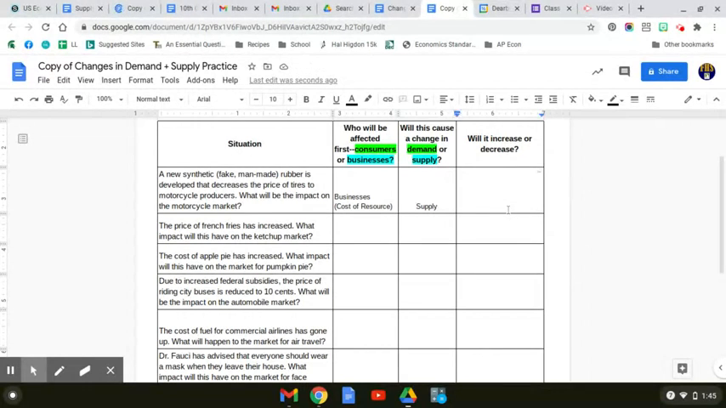Since this new rubber is cheaper, they're going to be able to save money on these tires. So they can either buy more tires now, or they could buy more metal for the motorcycles, but they're going to have more money to spend on resources. So they'll be able to make more motorcycles. So the supply of motorcycles will increase.